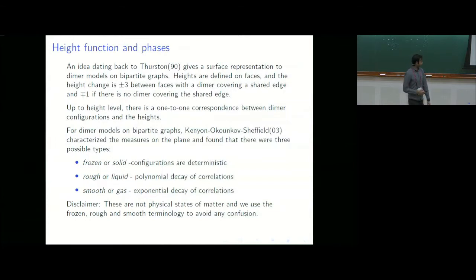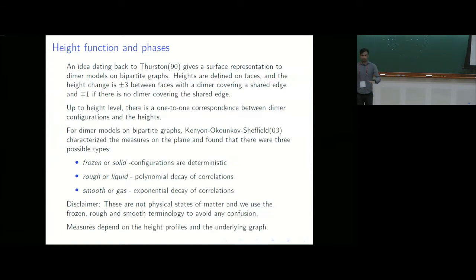Okay, here, just to note that solid, liquid, and gas aren't physical states of matter. And just to avoid any confusion, we use the terms frozen, rough, and smooth. And the measures that you get, if you give me a dimer configuration, the measure that you'll get in the plane depends on the slope, as well as the underlying graph. So it really depends on these two things.